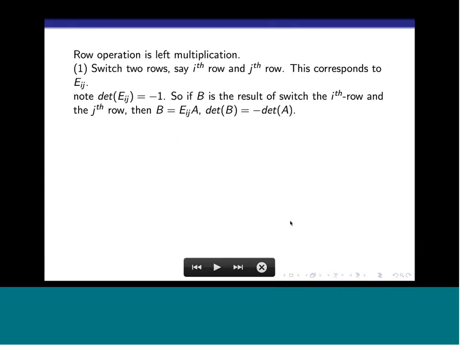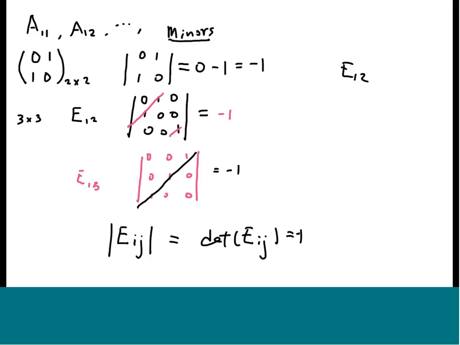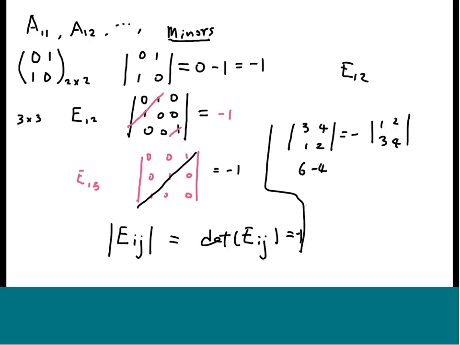So if B is obtained by switching two rows of A, then the determinant has the negative sign. For example, you don't really need to calculate it. You can say the determinant of [3, 4; 1, 2] must be equal to the negative of the determinant of [1, 2; 3, 4]. To see it's true, 3 times 2 is 6 minus 4, so that one is 2, and 4 minus 6 is -2. So this is true.